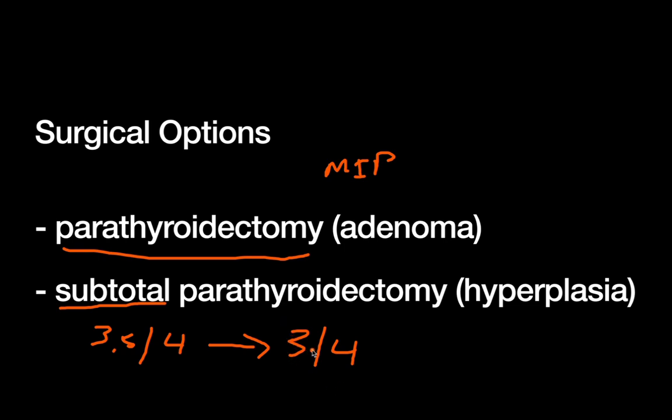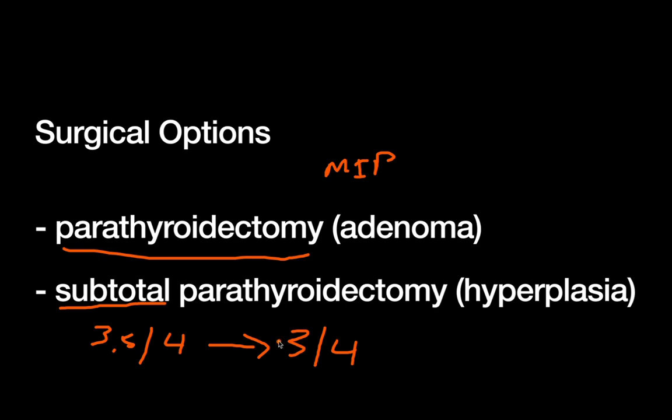Usually, that's going to be enough to decrease their parathyroid hormone enough to minimize their symptoms. And so, what you do in this case is you explore all 4 glands, you identify what you think is the most normal gland, and you would take out the other 3 and leave that fourth gland.